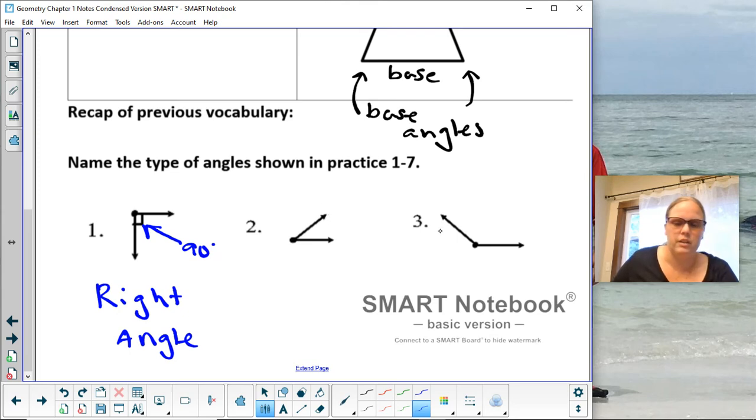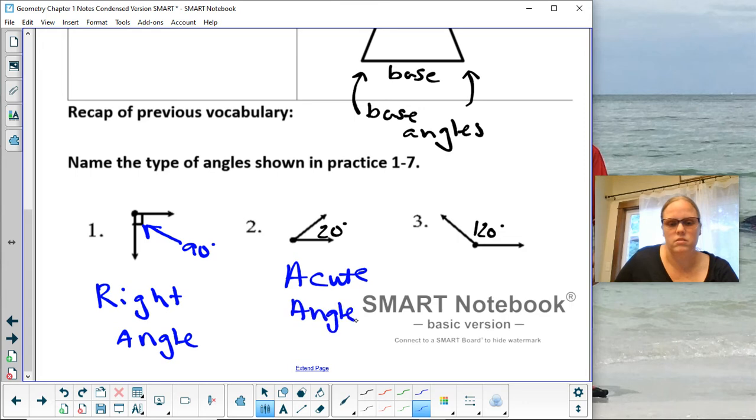All right, question number 2 and 3, those ones don't actually have real specific measurements like they should, and we cannot make assumptions. So I'm going to throw in some numbers here. So let's say that this one was 20 degrees and this one was 120 degrees. So based on those numbers, 20-degree angle, that is an angle that is less than 90 degrees. So this would be an acute angle. And number 3, 120 degrees is greater than 90 degrees, but less than 180. So this is an obtuse angle.